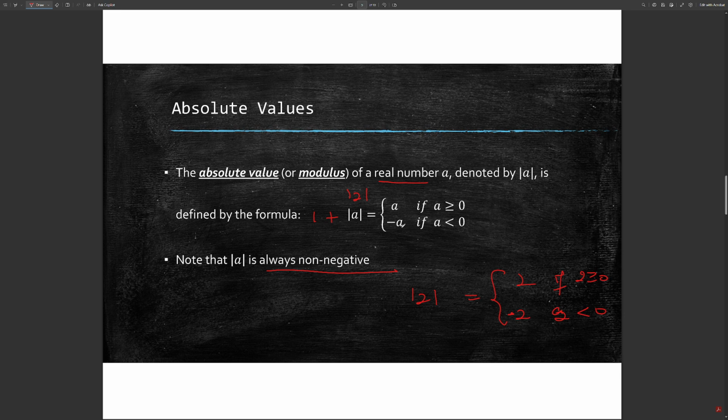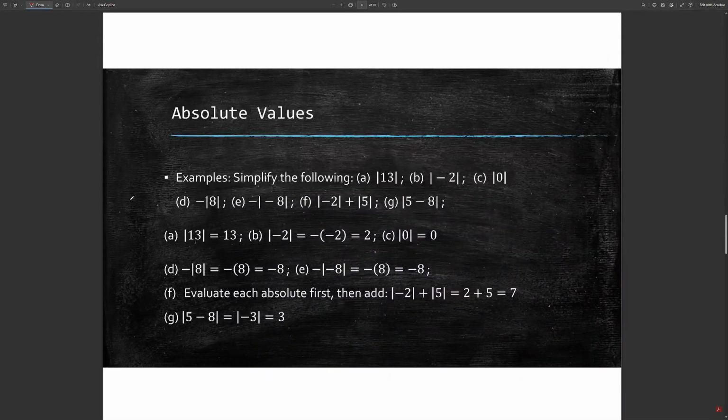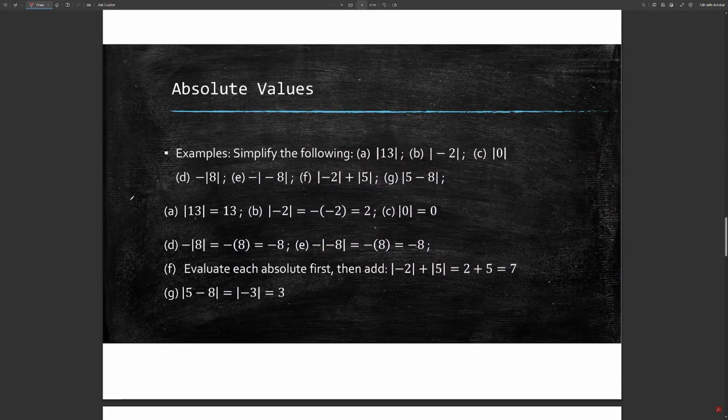There are variations of this that can be used, right, which we will see now. So for example here, remember we said it's non-negative always. So no matter what is inside these two lines, if it has a negative number as is done in B here, right, it's still positive. So even though it's negative 2 with these two lines, it will always be positive 2. Look at here.